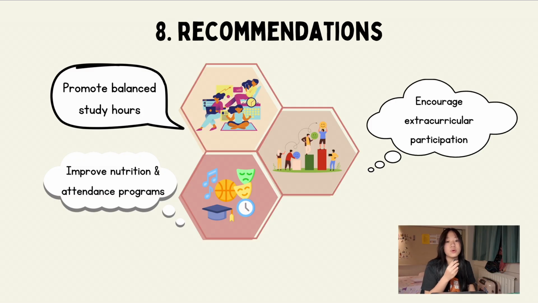So from this finding, we propose a few practical recommendations. First, encourage students to follow a balanced and consistent study schedule rather than overloading themselves. Secondly, schools should consider developing nutrition support and attendance monitoring programs to improve student health and classroom engagement. And the third one, we recommend promoting extracurricular participation as it contributes to better engagement and overall performance. These actions could help create a more supportive environment for academic success.